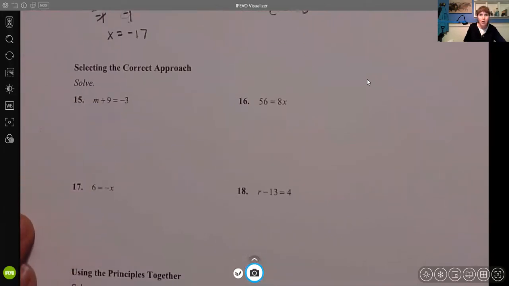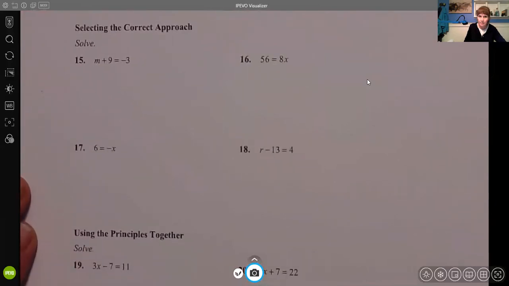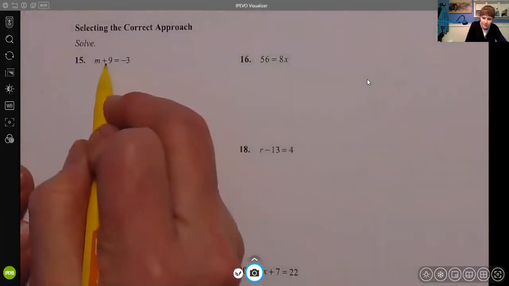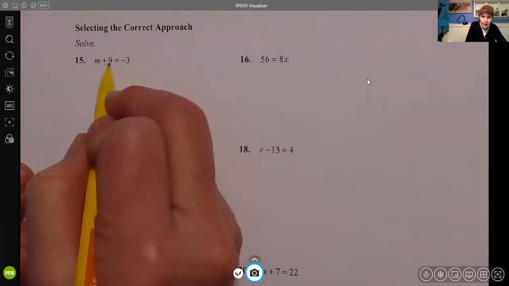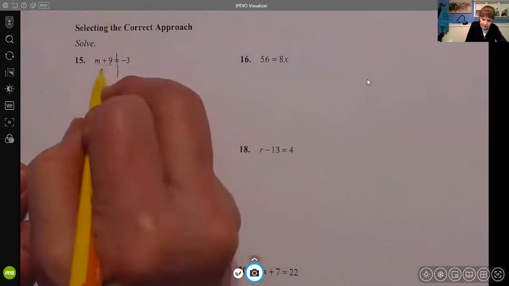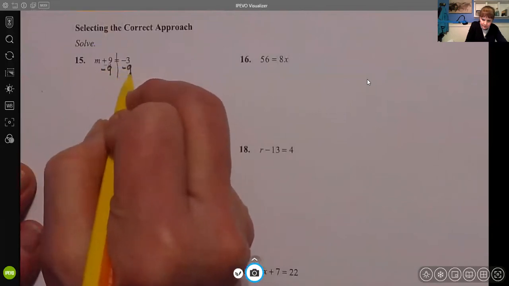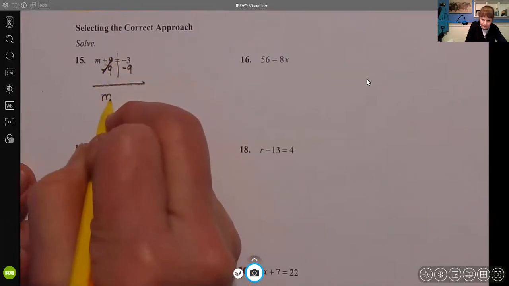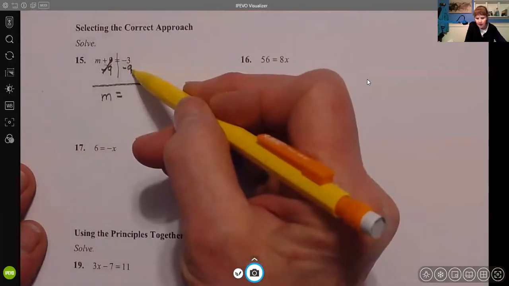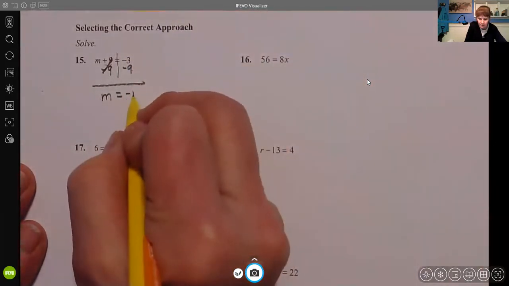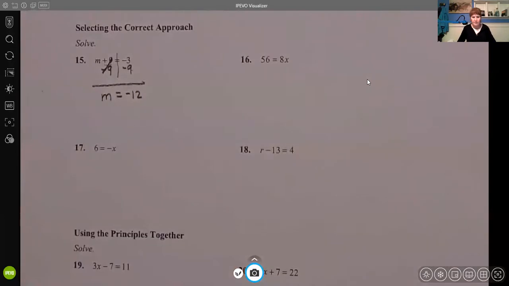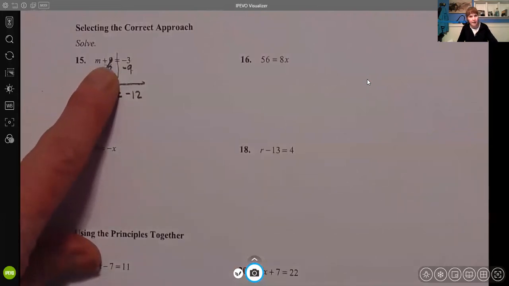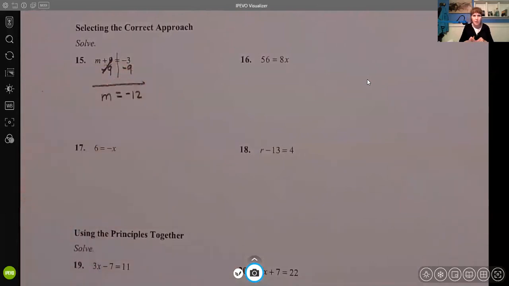Oh, I guess here we have to pick our approach. They're not going to tell us. So let's look at 15. It's plus 9. So to get rid of the plus 9, I'm going to add the opposite, because I want 9 and a negative 9 to make 0. Negative 9 and a negative 3 is a negative 12. If you have 9 negatives and you add 3 negatives, you get 12 negatives. And again, a negative 12 plus 9 is a negative 3, so it does check.